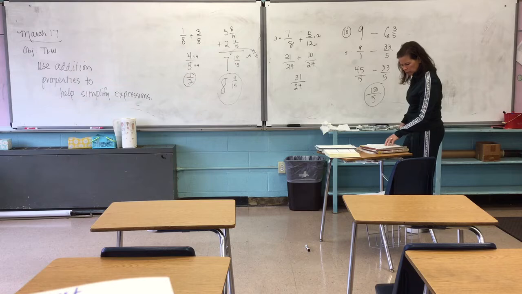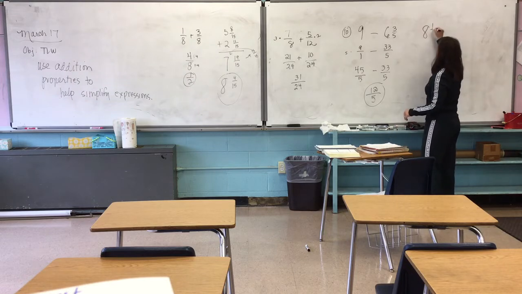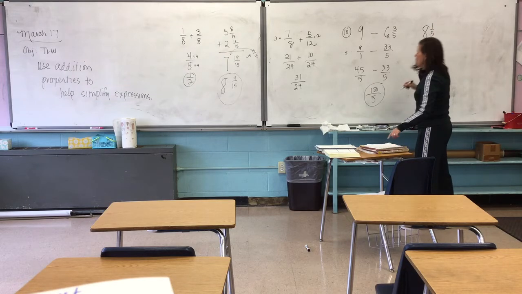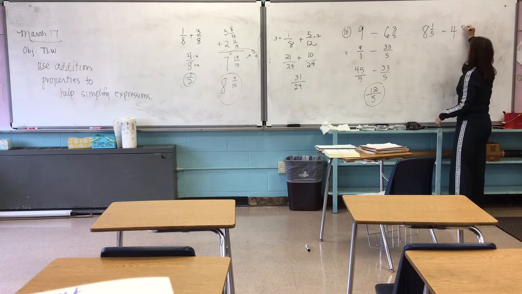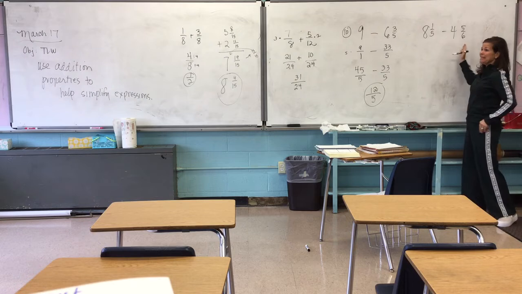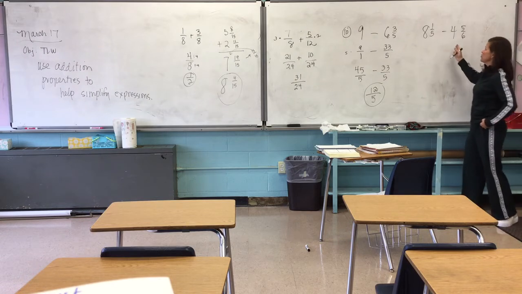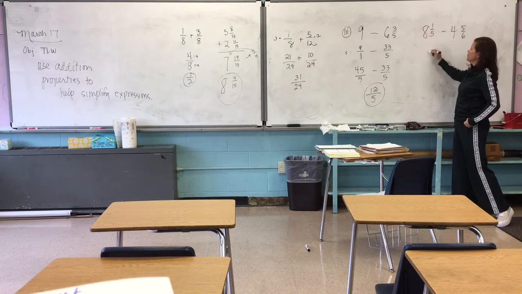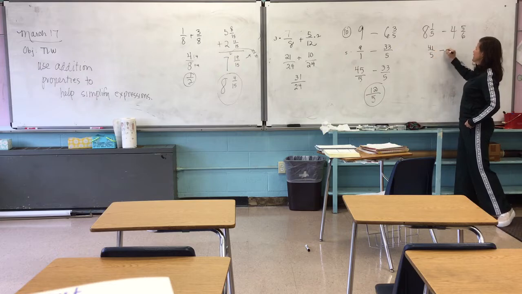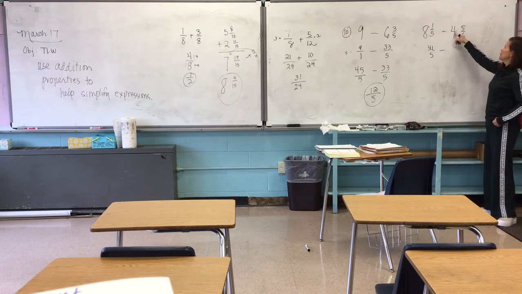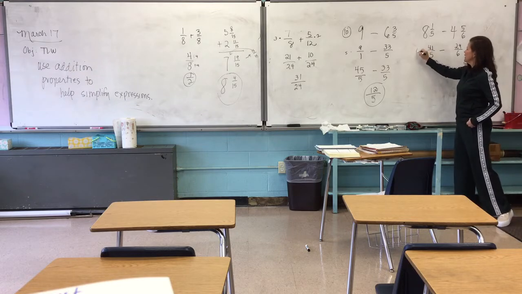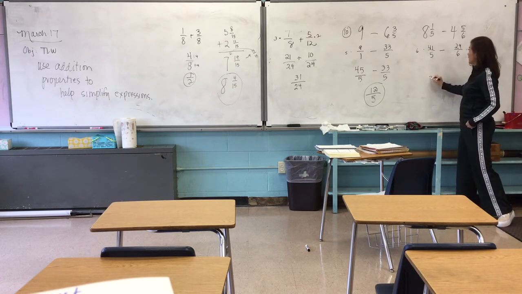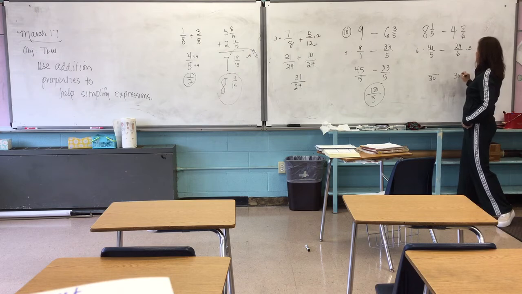Let's do number 12. 8 1/5 minus 4 5/6. Again, not common denominators. I don't like mixed numbers, so I'm going to change these to improper fractions, because that's how I roll. 24 plus 5 is 29/6. Multiply this guy by 6 and this guy by 5. My common denominator is going to be 30.